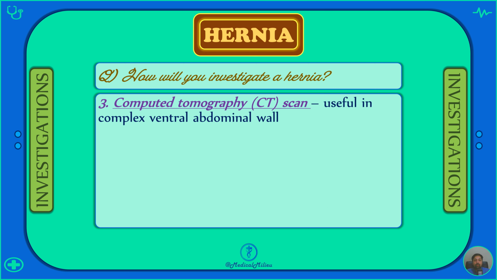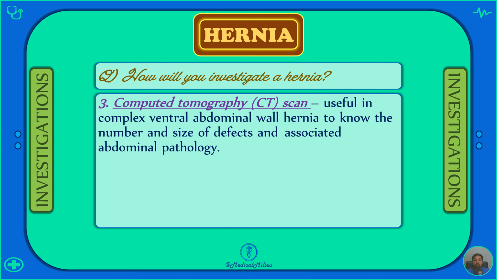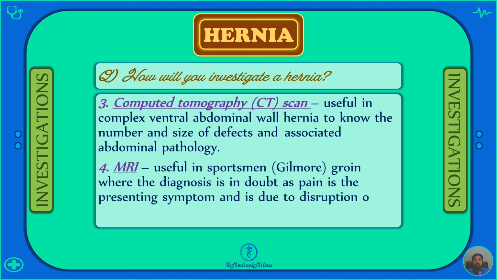A CT scan may be useful in complex ventral abdominal wall hernias to know the number and size of the defects and associated abdominal pathology. And MRI may be useful in sportsman or Gilmore groin, where the diagnosis is in doubt as pain is the presenting symptom and it is often due to disruption of the inguinal muscles.